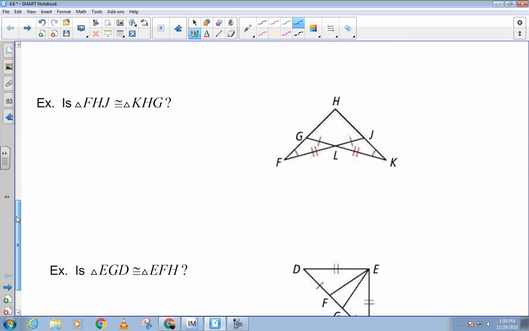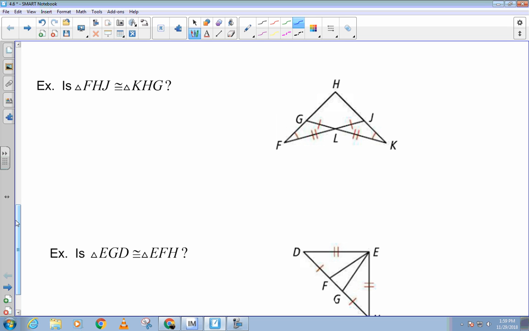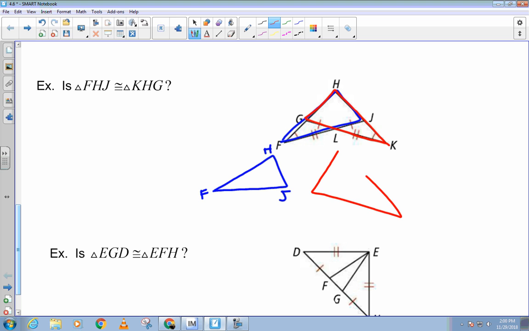There's another one. Is FHJ congruent to triangle KHG? Alright, so I'm going to highlight them. FHJ. There's FHJ. And sometimes it helps if you separate them, slide them apart. Sometimes that makes it just a little bit easier. So this right here is F, H, K. And then here is KHG. This is H. All right. So we can see from the picture that this F and this K are equal.